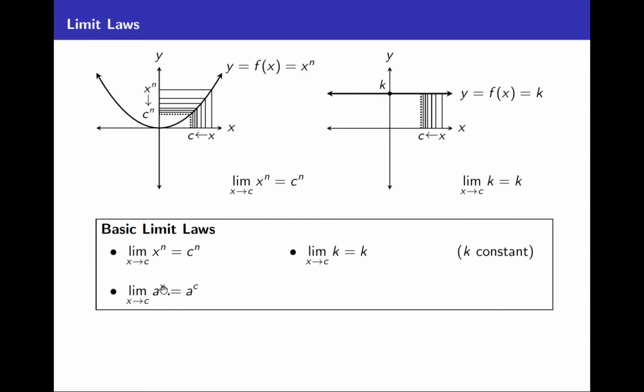A to the power of x is an exponential function. It should be intuitively obvious that as x gets closer and closer to c, a to the x is getting closer and closer to a to the power of c. And we'll take that as a basic limit law.